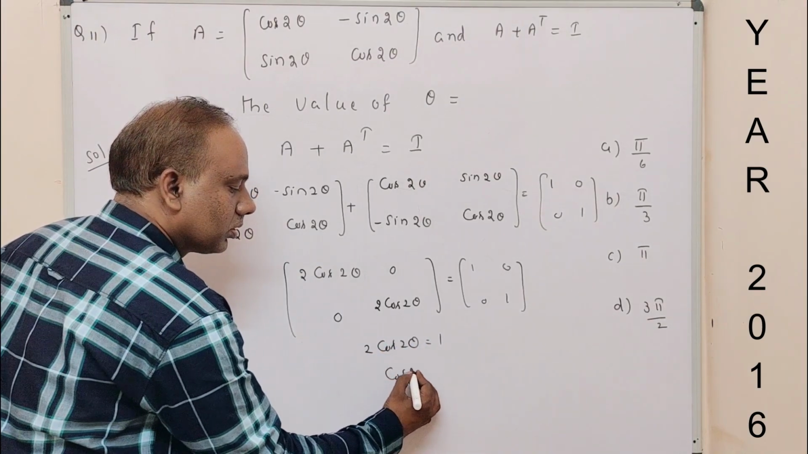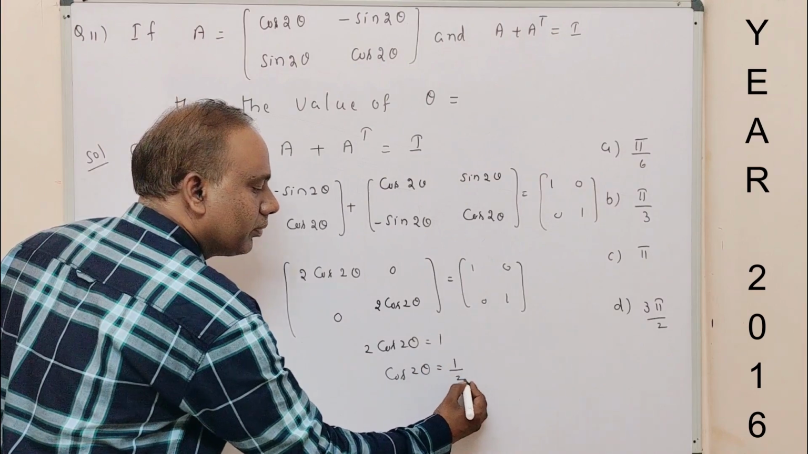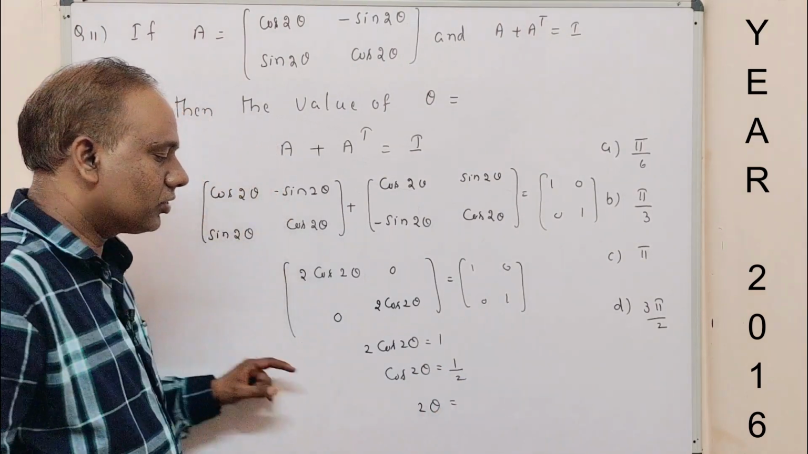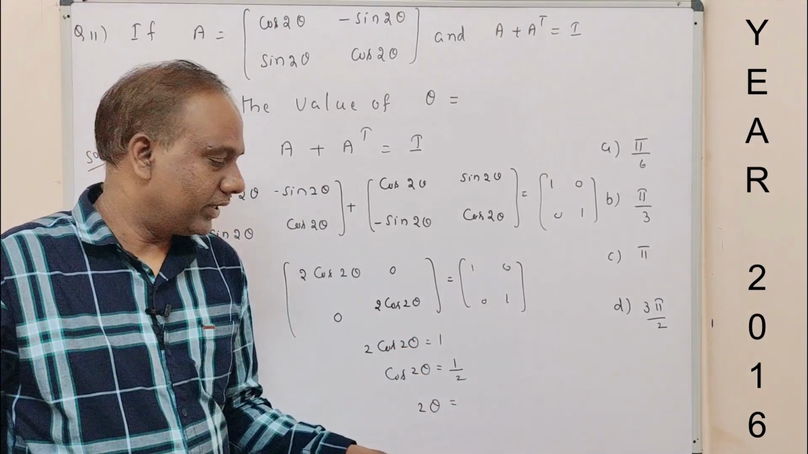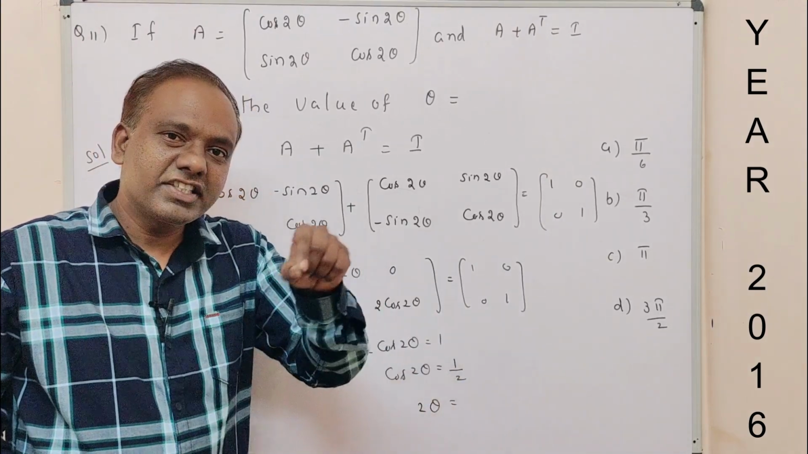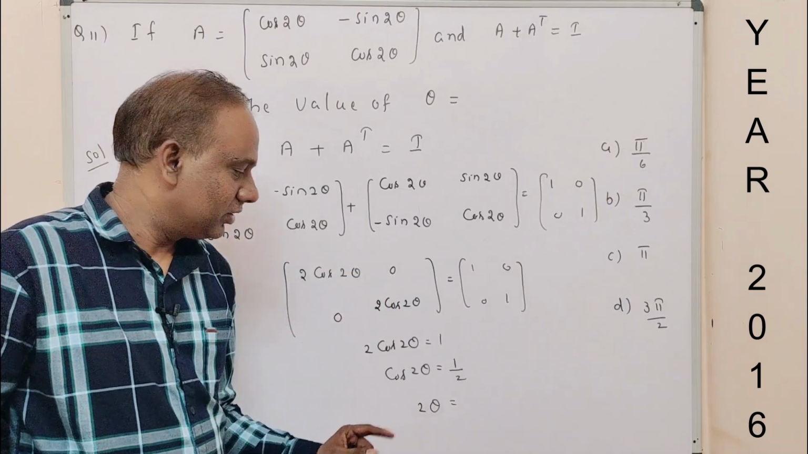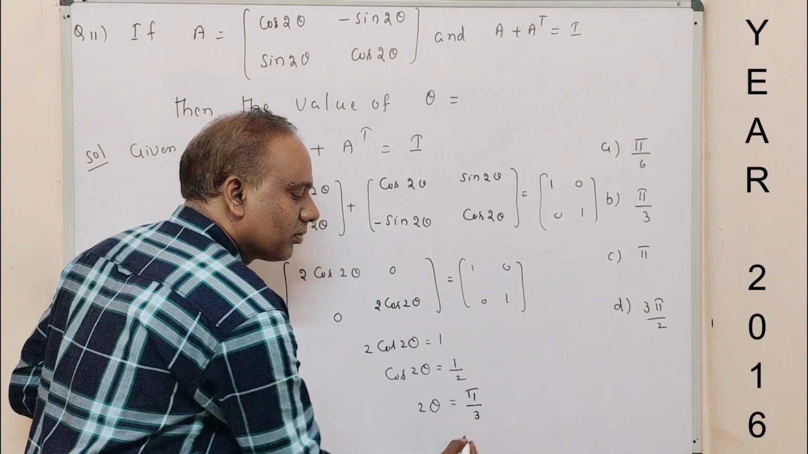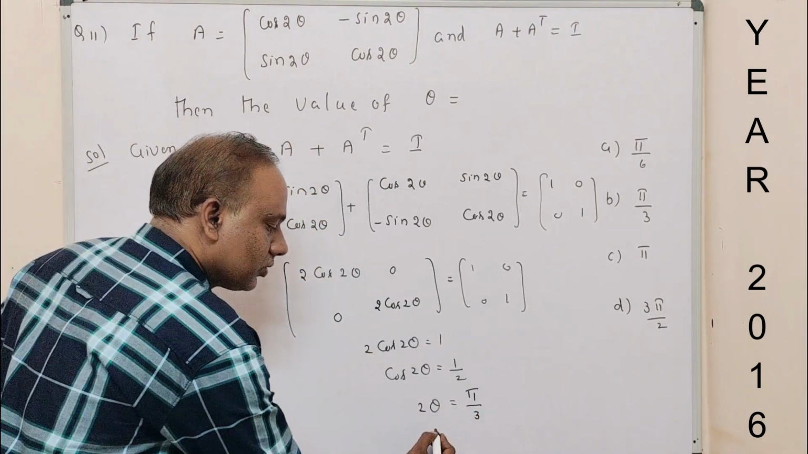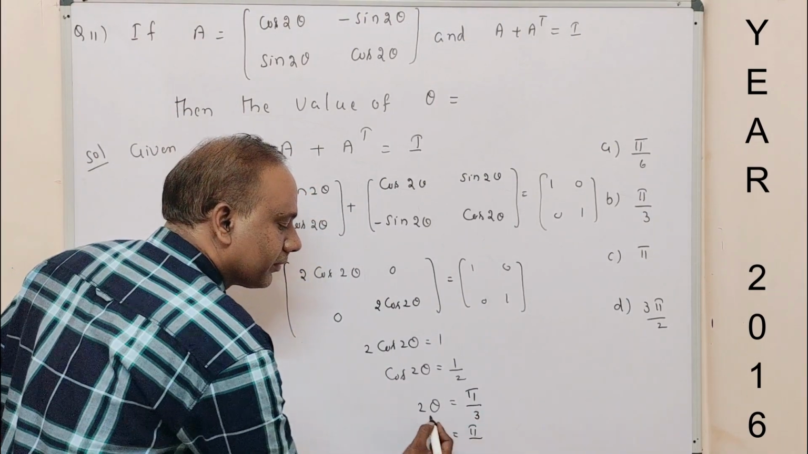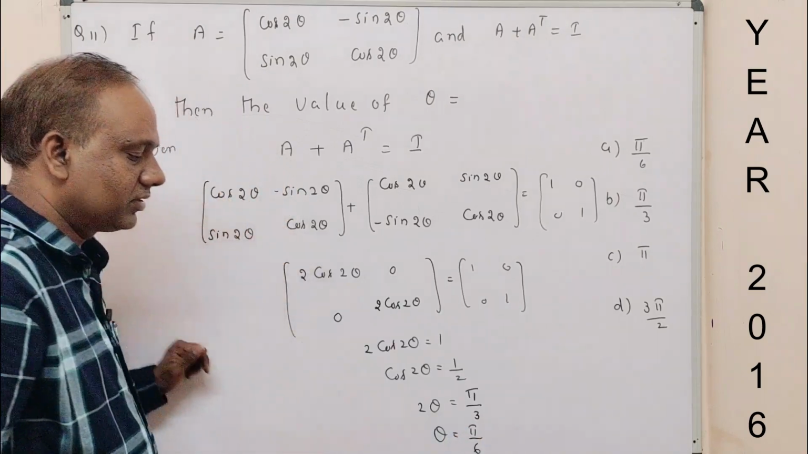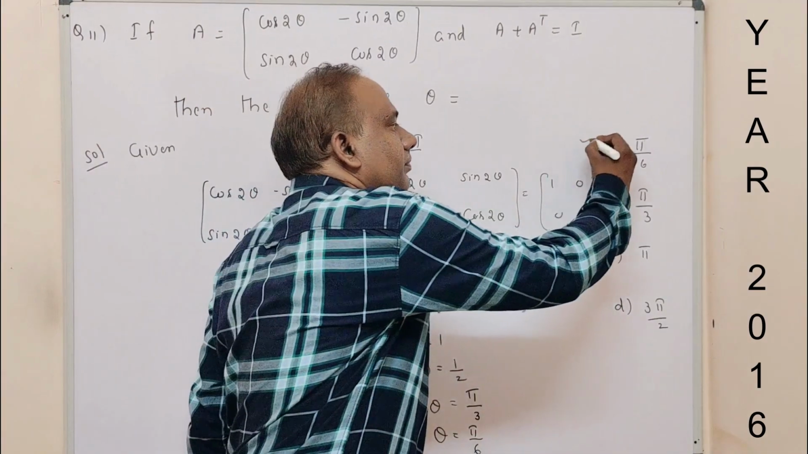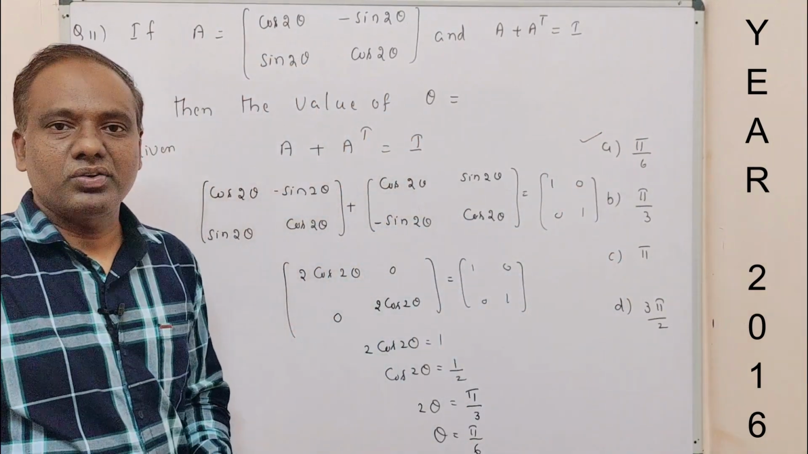So cos 2θ is equal to 1/2. Cos 2θ equals 1/2 means cos 60 degrees is actually 1/2. That's why 2θ is equal to 60 degrees, which means π/3. So θ is equal to π/6, which means option A is the correct answer.